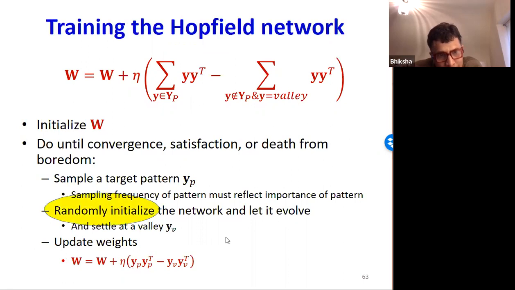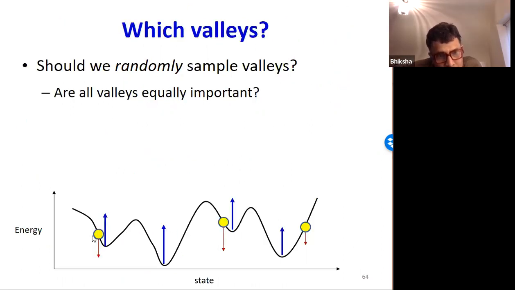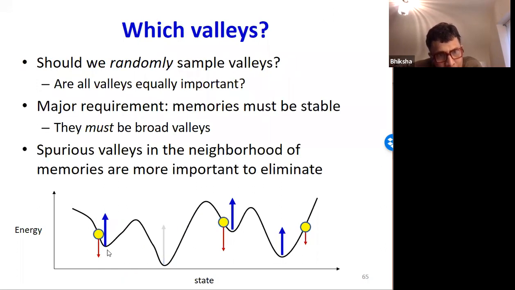It's so simple, right? Now, the problem here is, why do I need to randomly initialize? If I'm trying to remember this pattern, there's no point in my trying to pull up this valley. The valley that I'm most interested in is the valley that's right next to this guy, correct? So you want the memories to be stable. You don't care about this valley. You want these valleys. You want there to be no valleys next to the patterns that you're trying to remember, and far away from it, you don't really care, right?